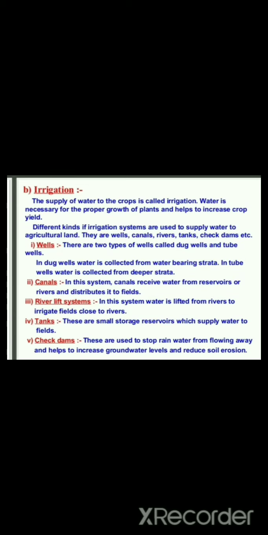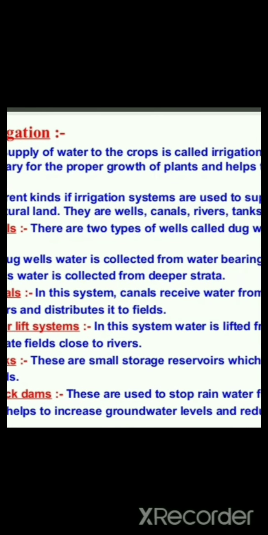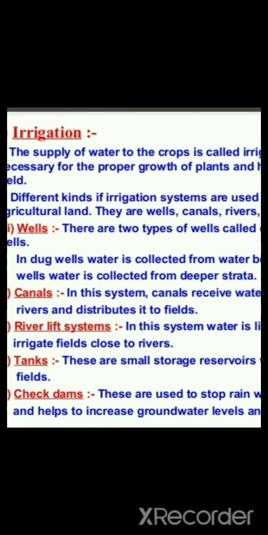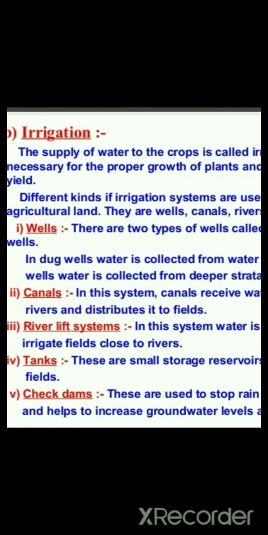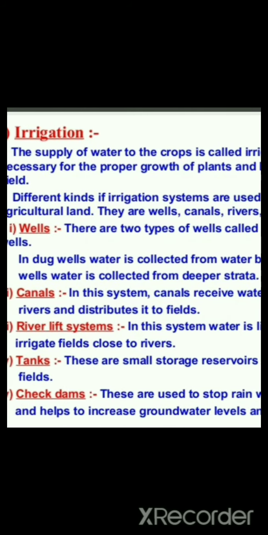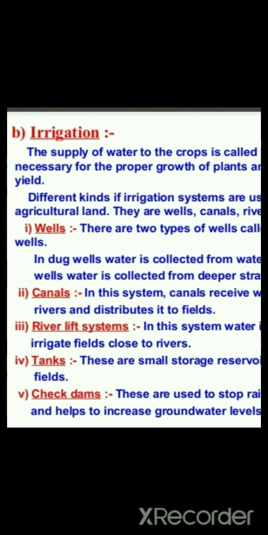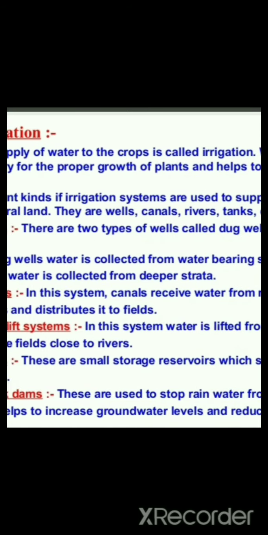Next is irrigation. What is irrigation? Supplying water to the crops is called irrigation. Water is necessary for proper growth of plants and helps to increase the crop yield. Different kinds of irrigation systems are used to supply the water to agricultural land. So what are these sources? Wells, canals, rivers, tanks, dams.